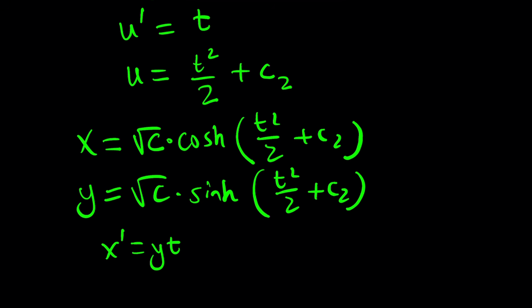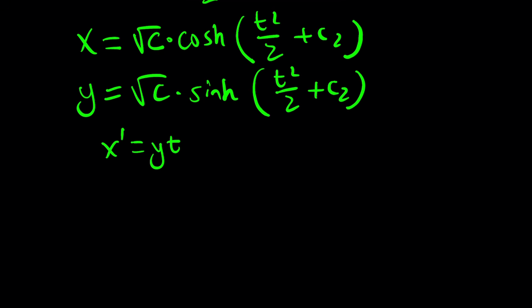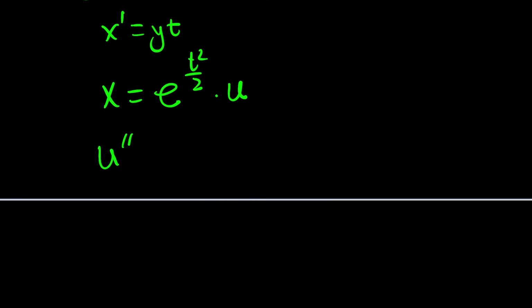You can also use a different substitution, and that would look like this. X equals e to the power t squared over 2 multiplied by u. And again, u is a function of t. And if you go ahead and find the first derivative and the second derivative and plug in everything, trust me, it's going to be super cumbersome. But I'm going to skip some steps, and a lot of things are going to cancel out. And you're going to end up with something like this. U double prime plus (2t minus 1 over t) all multiplied by u prime equals 0.